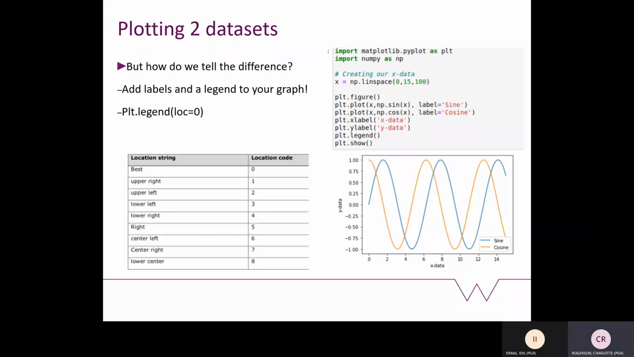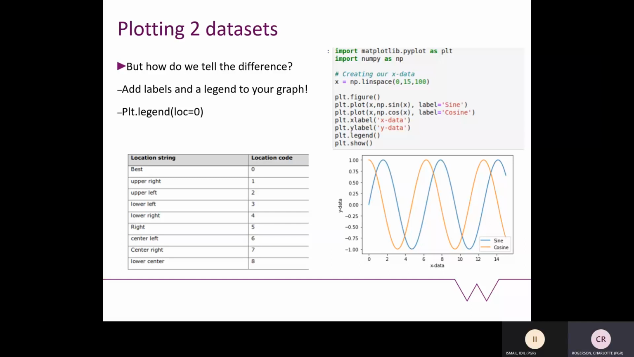This is done through adding both labels to our plot and also a legend. Both need to be present in order for the legend to appear, but you don't need to label every line if you don't want to. The label will always need to go last in the plot function as well. So as you can see there, it goes after the x and y data values. So label for sine and label for cosine.